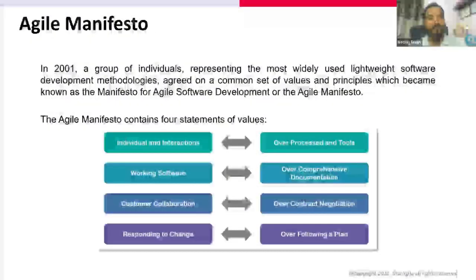Now, coming to the summarization of what we just discussed, we call this the Agile Manifesto. In 2001, a group of individuals representing the most widely used lightweight software development methodologies agreed on a common set of values and principles, which came to be known as the Manifesto for Agile Software Development, or in simple words, the Agile Manifesto. The Agile Manifesto consists of 4 core values, the first being individuals and interactions over processes and tools.